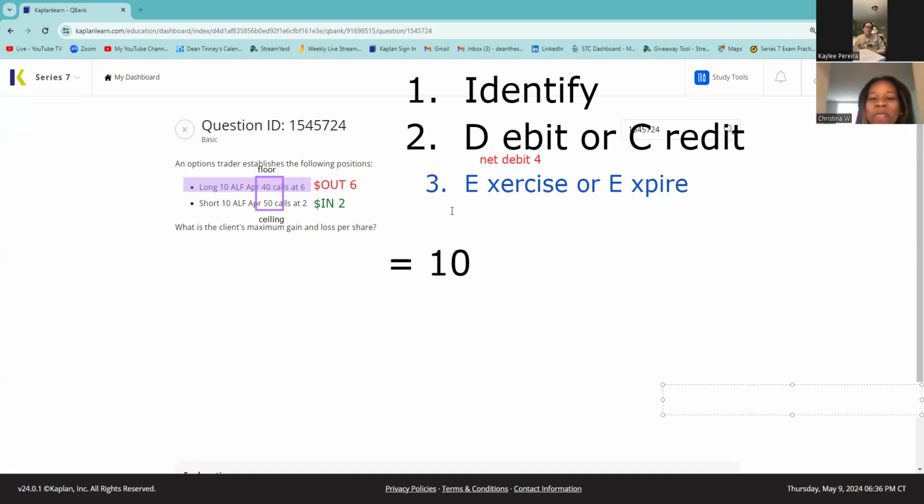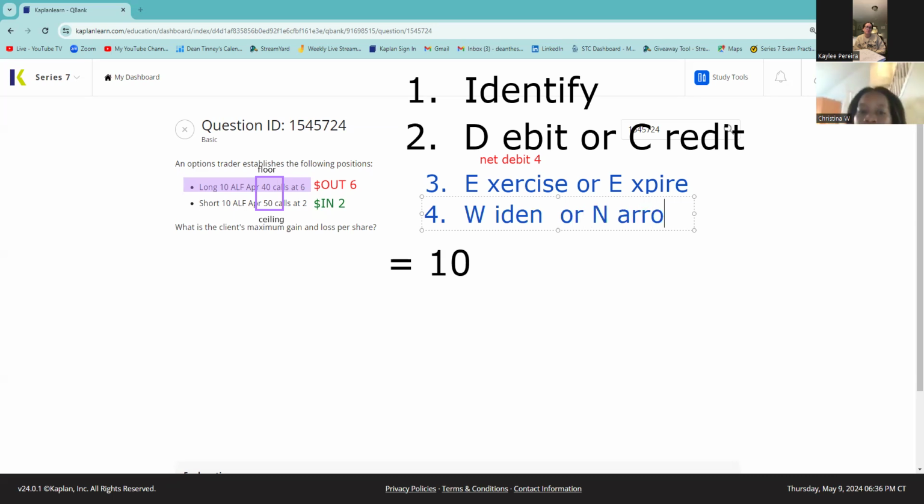Next thing we got to do, number 4, we did 8 things on spreads, is we have to determine, do we want the difference in the premiums to widen or narrow? Do we want the difference, which is now 4, to get bigger or smaller? And remember, you could get this all the time.